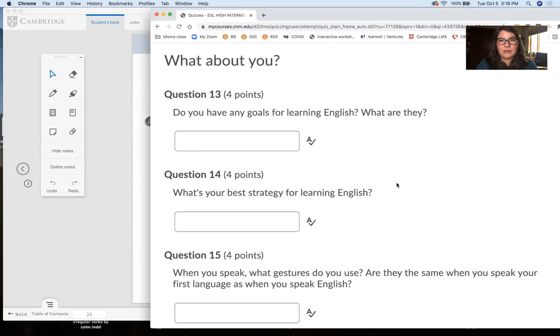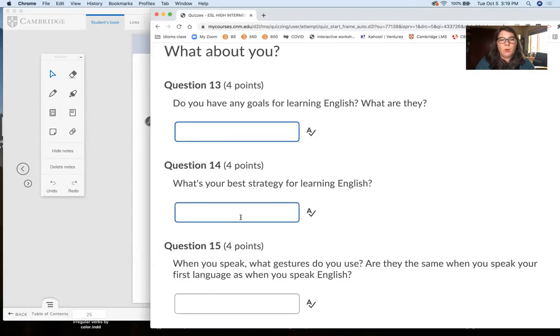So tell me, do you have any goals for learning English? What are they? Just type them here. You can say, I have a goal to learn 10 words a week, or I have a goal to watch a movie in English. English, you can spell it right. Or I have a goal to go to UNM, something like that. Okay, tell me your goal.